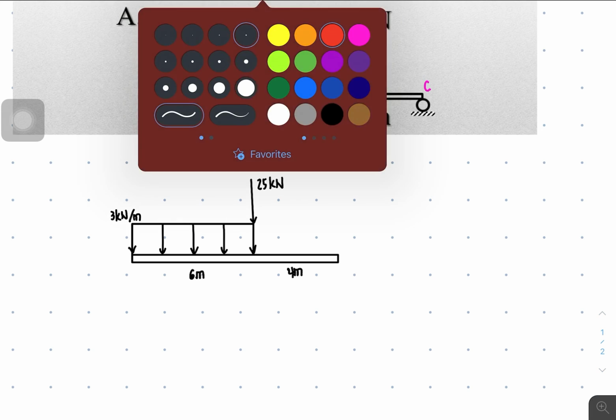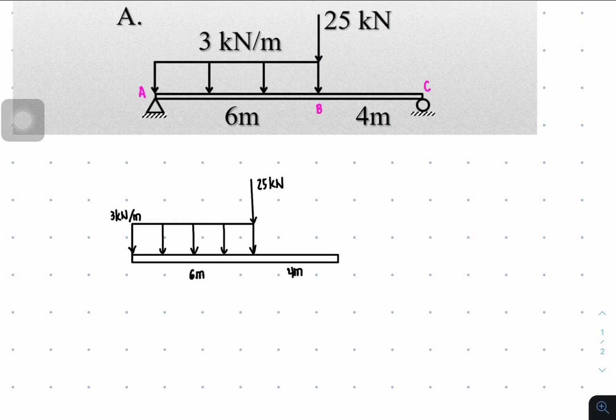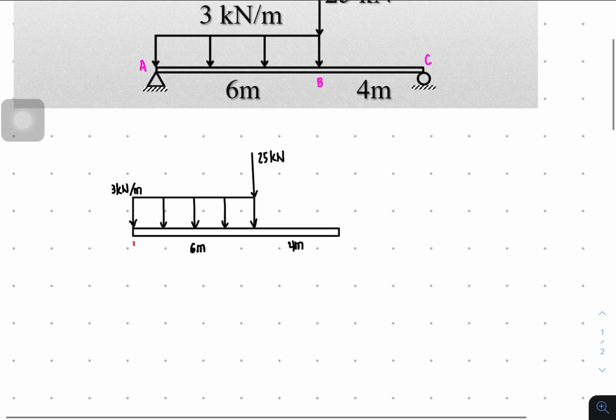And the next procedure is we're going to recognize the supports used in the beam. So for letter A, the support used is a hinge. Therefore, a hinge will give us a force vertical. So I'll just call this as AV, and then force horizontal as AH. So this direction of AV and AH are just only assumption.